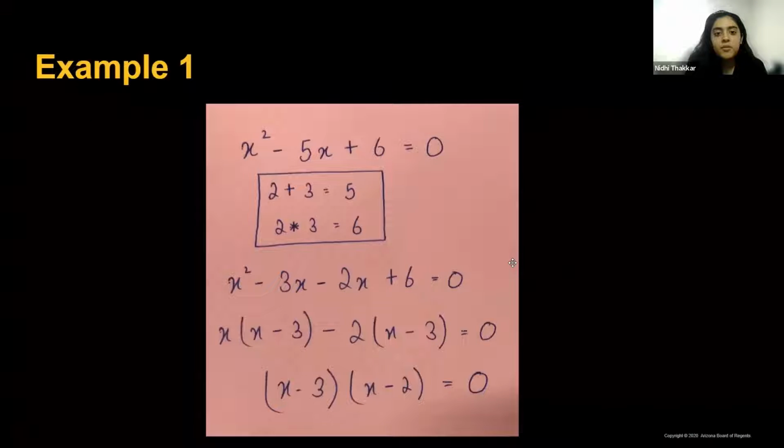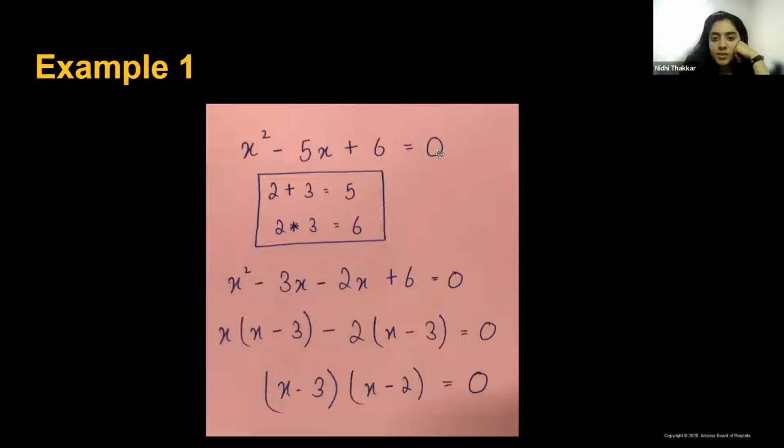So right here we have x squared minus 5x plus 6. What we have to do here is find two numbers whose sum is the middle one and whose multiplication is the multiplication of the first and the last term. So we want two numbers whose sum is 5 and product is 6. We have 2 plus 3 equals 5 and 2 times 3 equals 6.